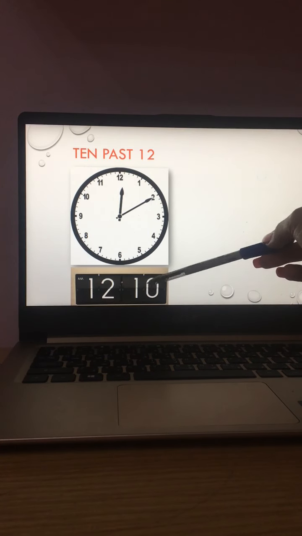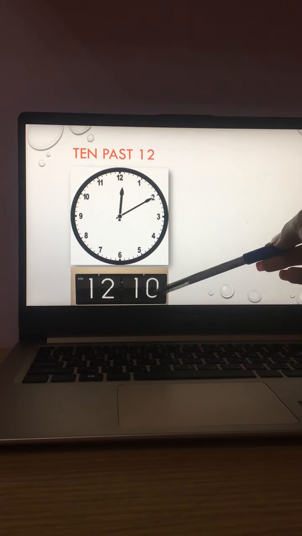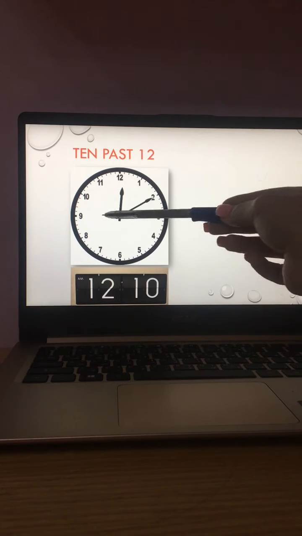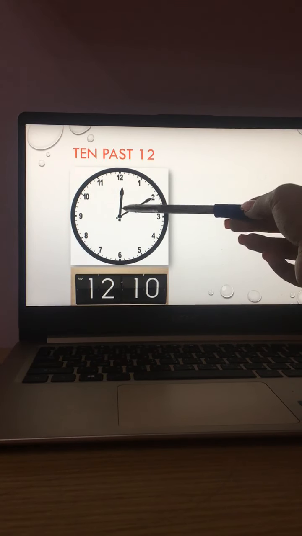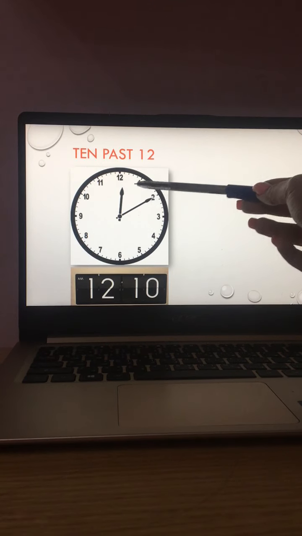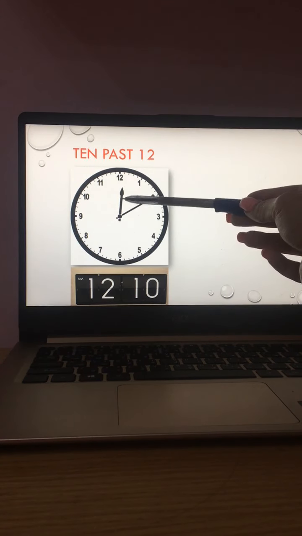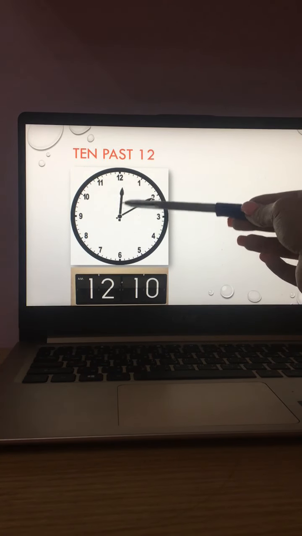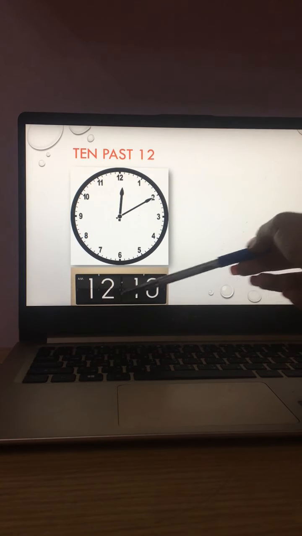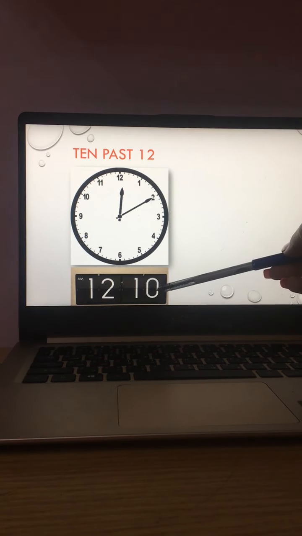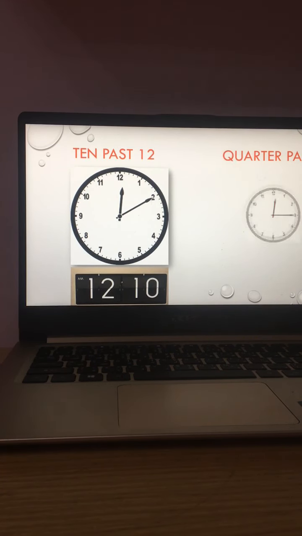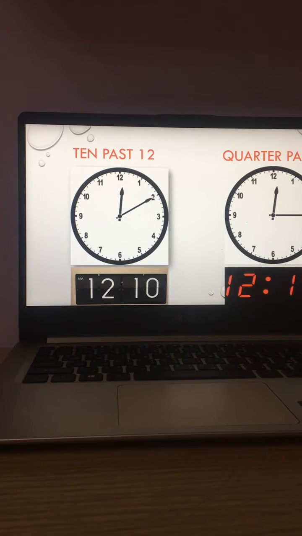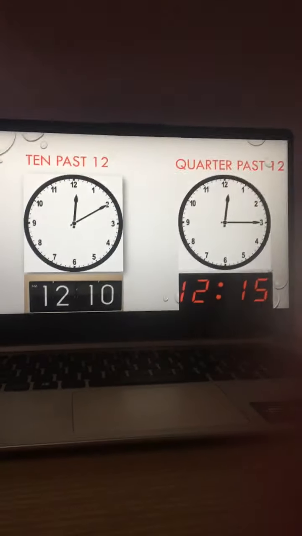If I want to tell time on a digital clock, I'm going to look at the hour hand first. Where does the hour hand point? It points to 12. So I'm going to say 12. And how many minutes have passed? 10 minutes. Okay. This is the third example. The fourth example is if the minute hand points to 3.